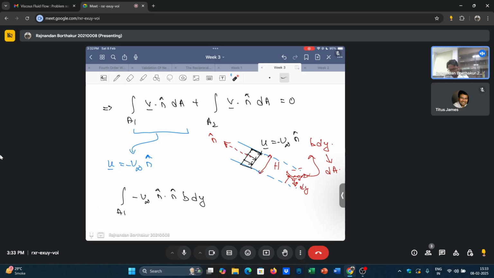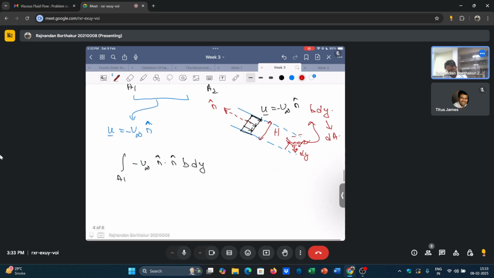All right. If you simplify this, n hat dot n hat is just 1. The dot product of the unit normals is just 1. This becomes u infinity integral over a1 of b dy. But now, since the width is constant, this surface integral can be written as simply integrating from 0 to h. That's it.